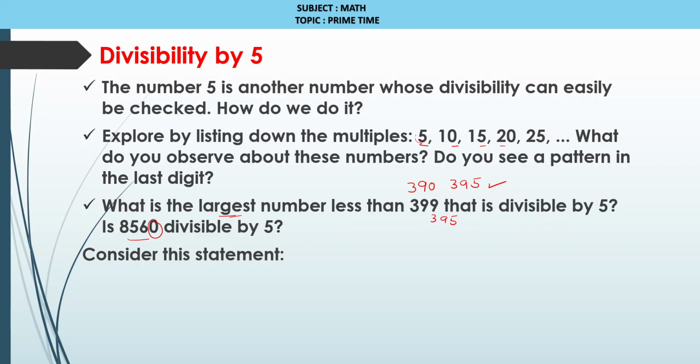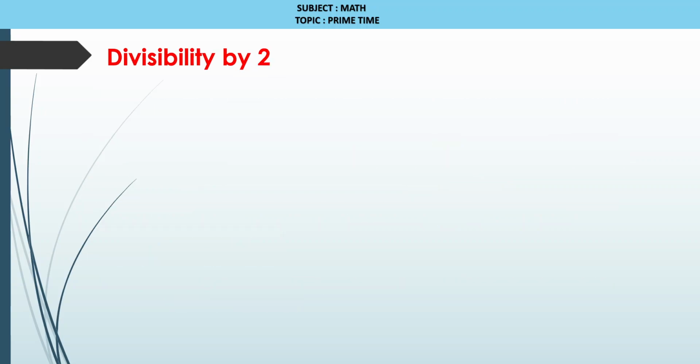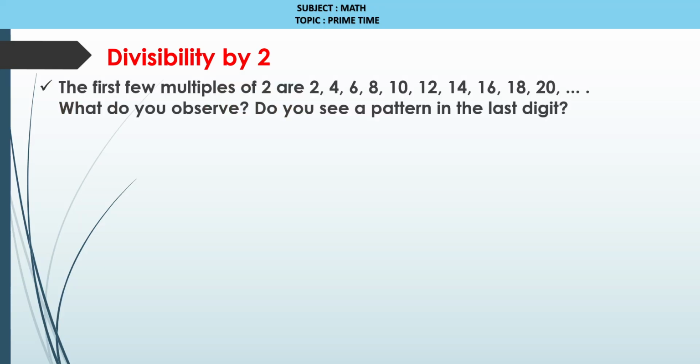Let us consider this statement. Numbers that are divisible by 5 are those that end with either 0 or 5. Do you agree? Yes, I agree. Divisibility by 2. The first few multiples of 2 are: 2 ones are 2, 2 twos are 4, 2 threes are 6, 8, 10, 12, 14, 16, 18, 20.